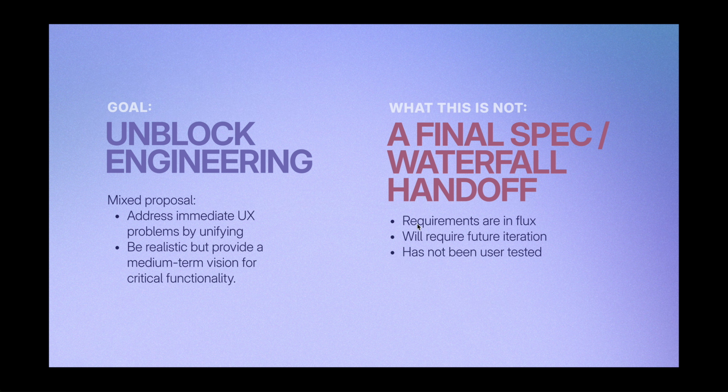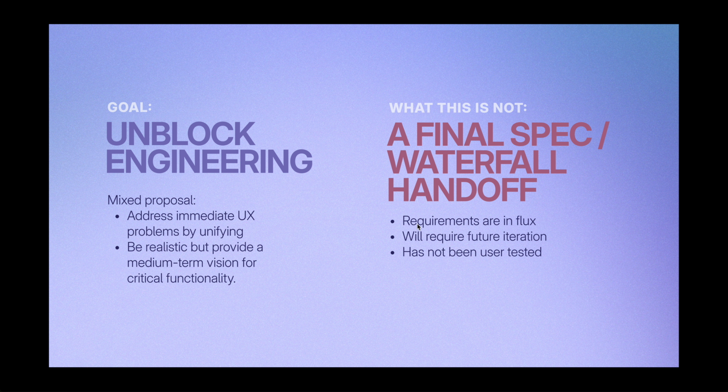So just to set expectations, the goal here is to unblock engineering. Things are moving quickly. Requirements are in flux. We're discovering new things as we go. So we want to address the immediate UX problems. And then I'm trying to provide a realistic sort of medium-term solution for the critical functionality that we know we need. So for 18.5, 18.6, we can see ways that we can iterate towards that and address those.